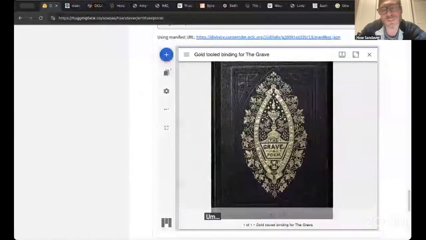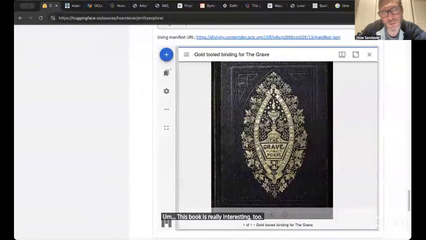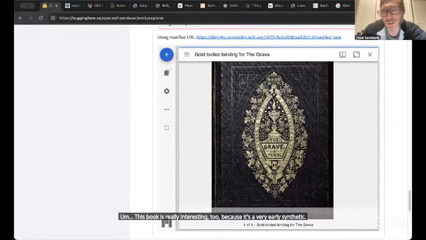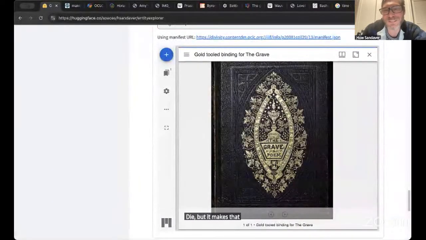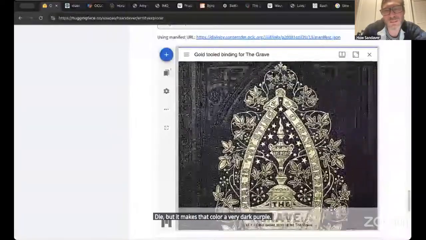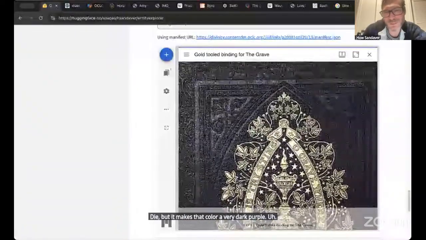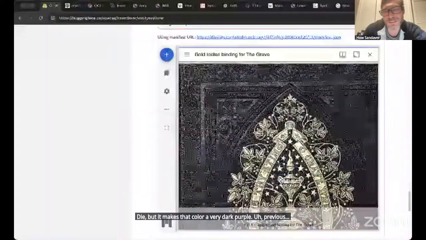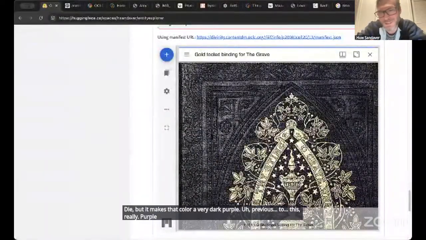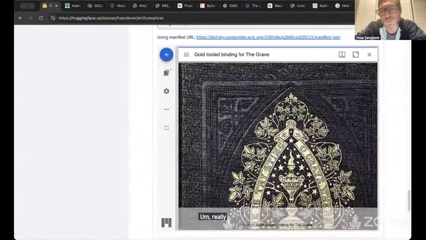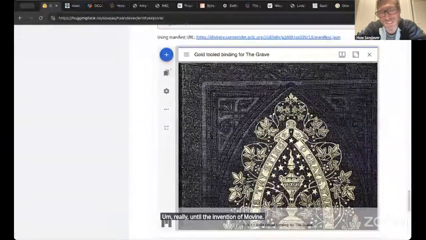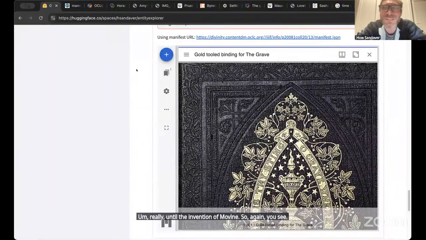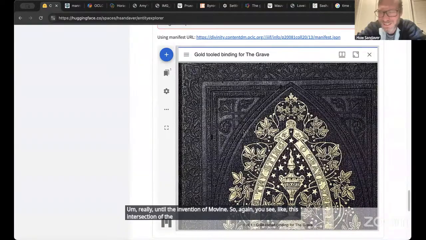This book is really interesting too because it's a very early synthetic dye that makes that color, a really dark purple. Previous to this, really, purple didn't exist until the invention of mauve. So again, you see this intersection of the chemistry, science, art all fermenting together in this period.